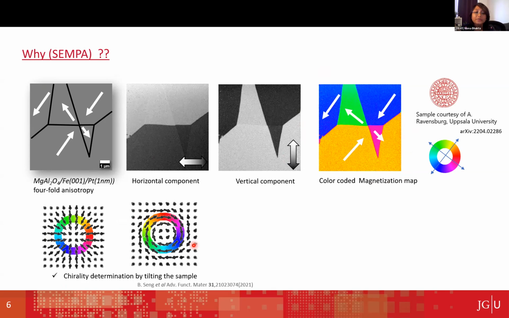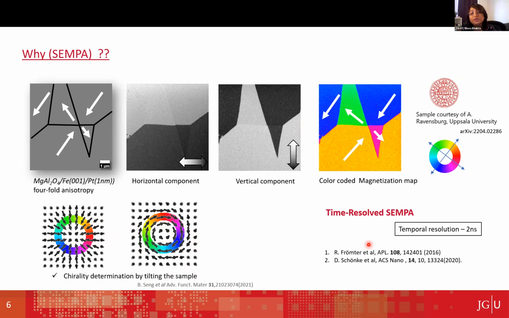Let's say we have a Bloch skyrmion and a Néel skyrmion. Both the SEMPA images will visualize it differently, and combining that with the tilting of the samples, we can actually determine the chirality from the top surface image, which is very nice. We also recently saw time-resolved measurements of samples with temporal resolutions up to 2 nanoseconds. For more information, please follow the reference papers.